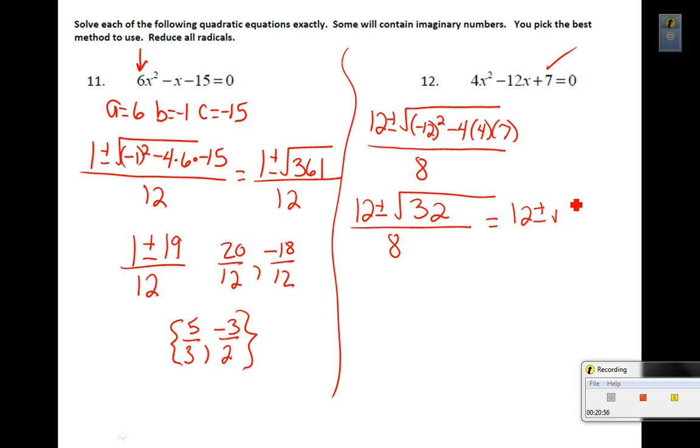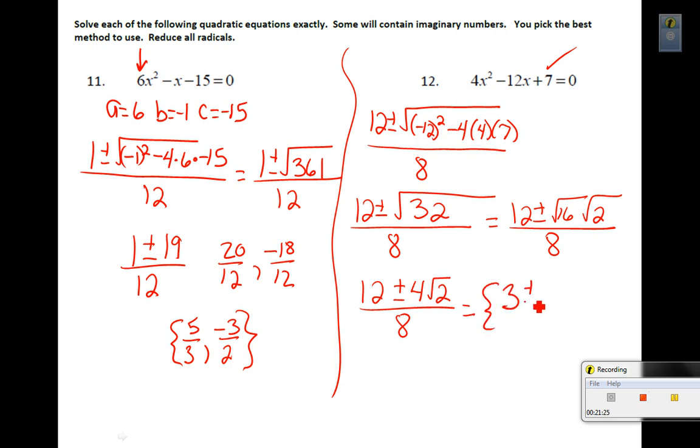So something I know the square root of might be 16 times 2, over 8. So this becomes 12 plus or minus 4 radical 2 over 8. And then you have to see if you see a number that goes into 12, 4, and 8. And it looks like 4 definitely does. So this becomes 3 plus or minus the square root of 2 all over 2. Boom. And there we've got our answers.